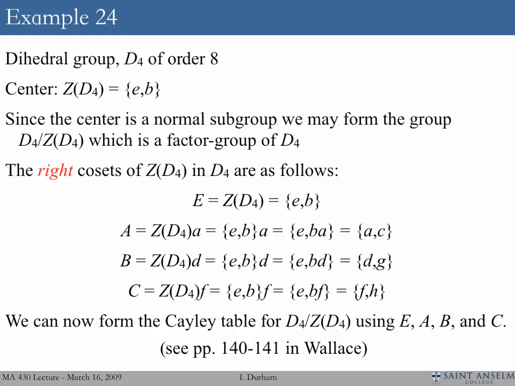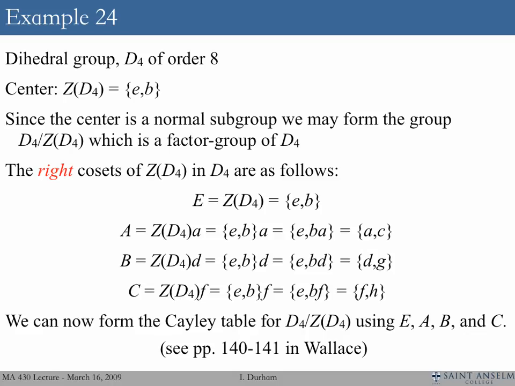And do the same thing with the B there. So you've got the center acting on D from the right, and that is E comma B acting on D from the right, which means the B acts on the D. So you have E comma BD, and from the Cayley table, this gives us D, G. And you can keep sort of going through.